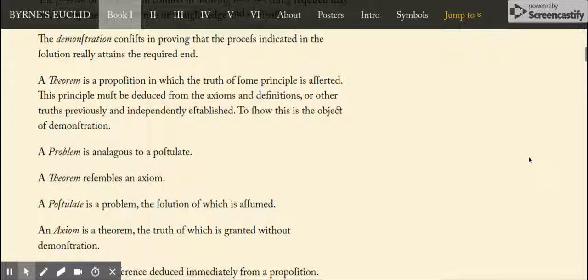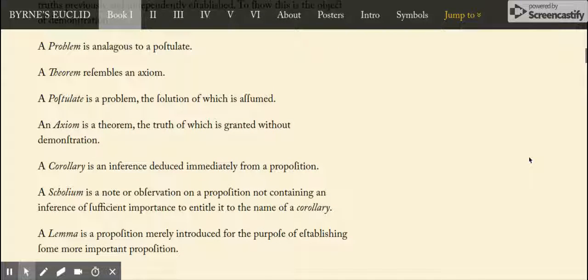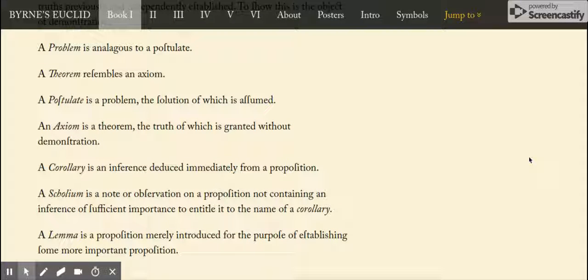The demonstration consists in proving that the process indicated in the solution really attains the required end. A theorem is a proposition in which the truth of some principle is asserted. This principle must be deduced from the axioms and definitions or other truths previously and independently established. To show this is the object of demonstration. A problem is analogous to a postulate. A theorem resembles an axiom.